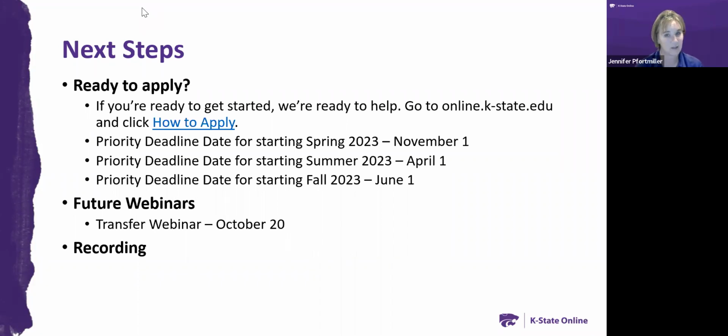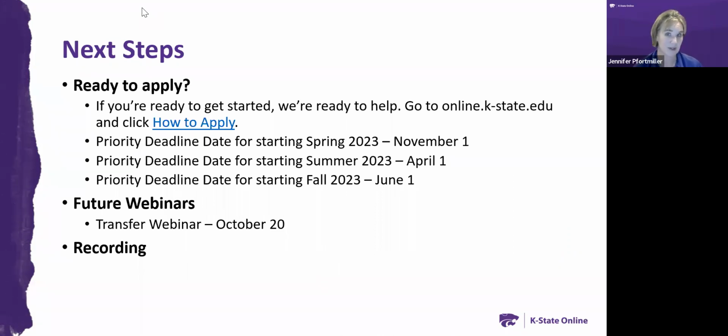The reason we're calling them priority dates is that if you can apply by November 1, if you're ready to start for spring 2023, you will have a better chance of getting through all the paperwork and the admissions process, and be able to enroll in classes. These programs are pretty popular. The classes fill pretty quickly. So if you can hit that target date of November 1, you're going to be better set up to take the classes that you need.